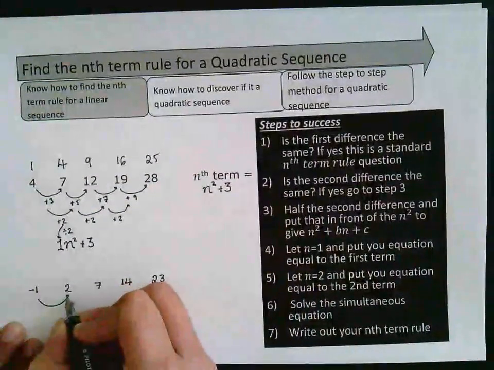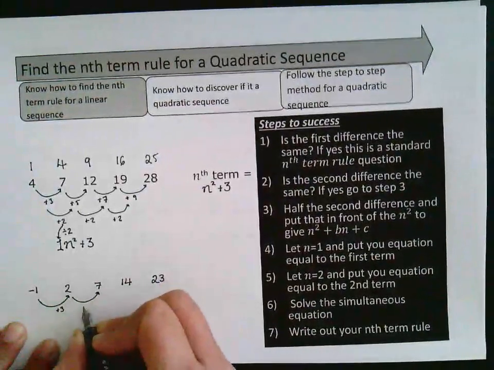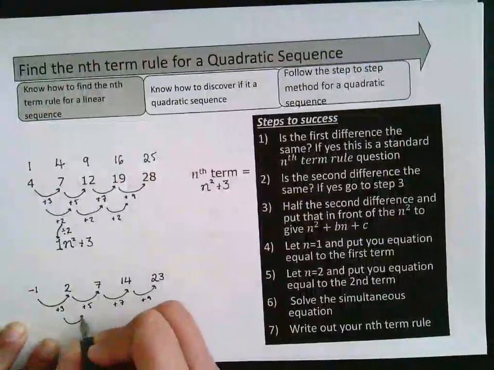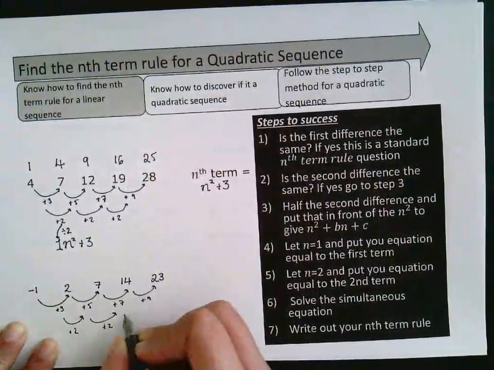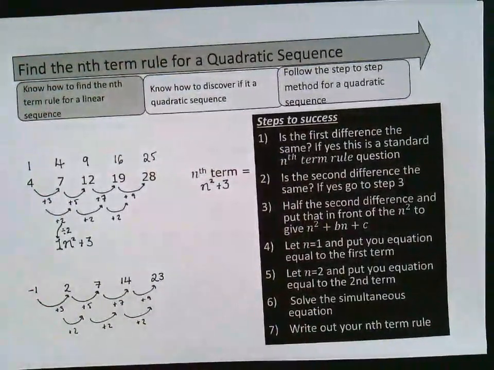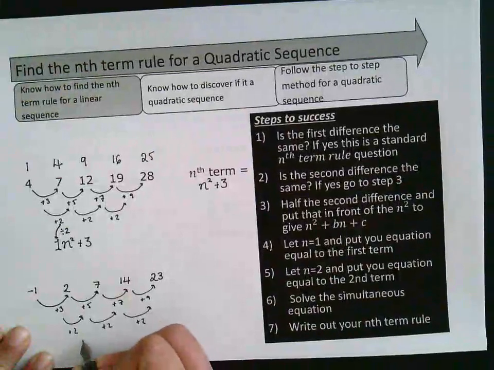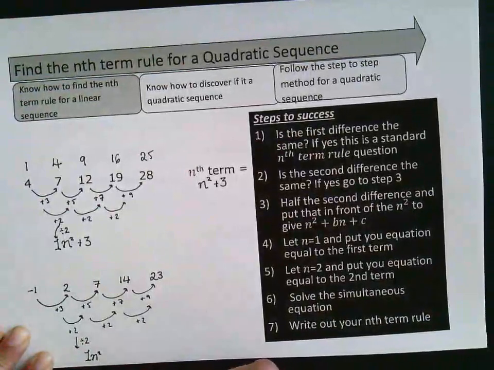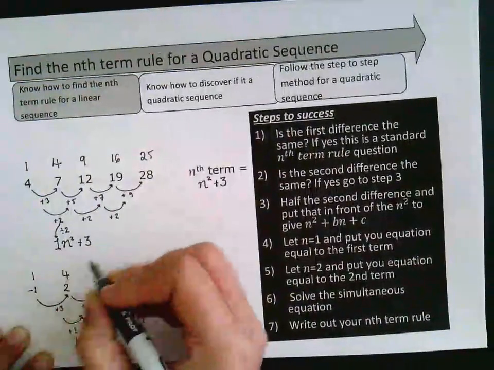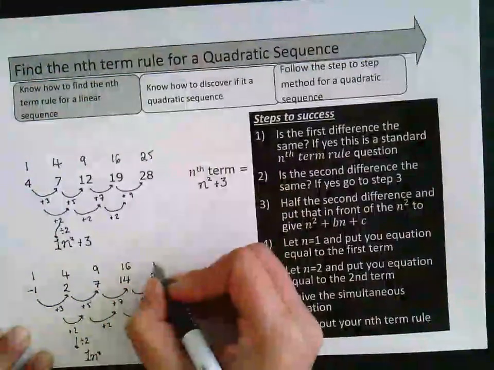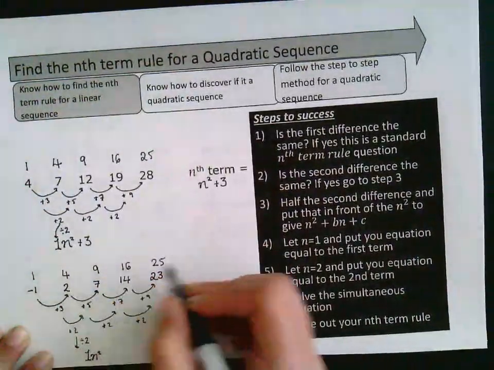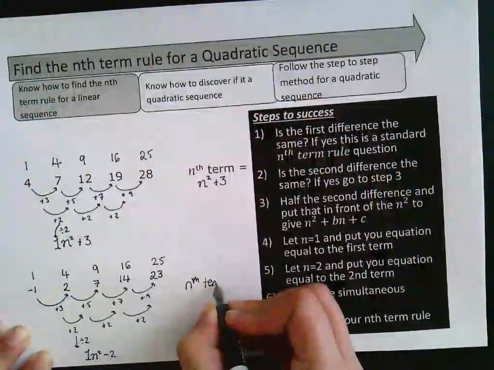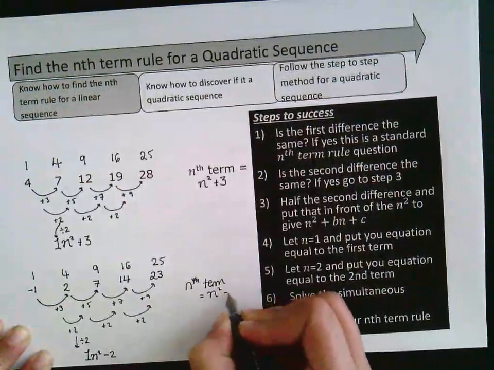Let's try the next one. So we have a gap of 3, 5, 7, and 9. So our second difference is the same. I'm going to take this number, divide it by 2, and put that in front of the n squared. So now, again, I'm just going to write my squared numbers above. And I can see here each one is 2 less. So my nth term is n squared minus 2.